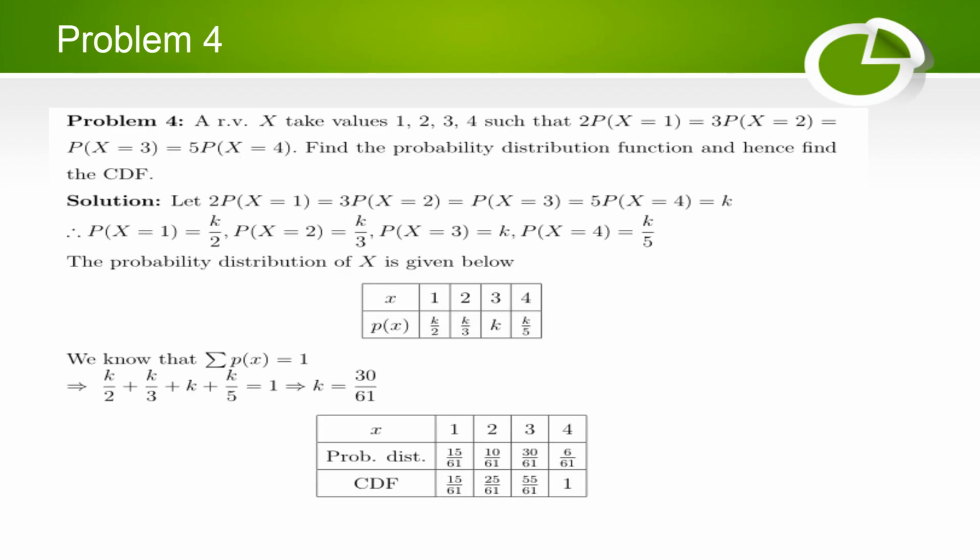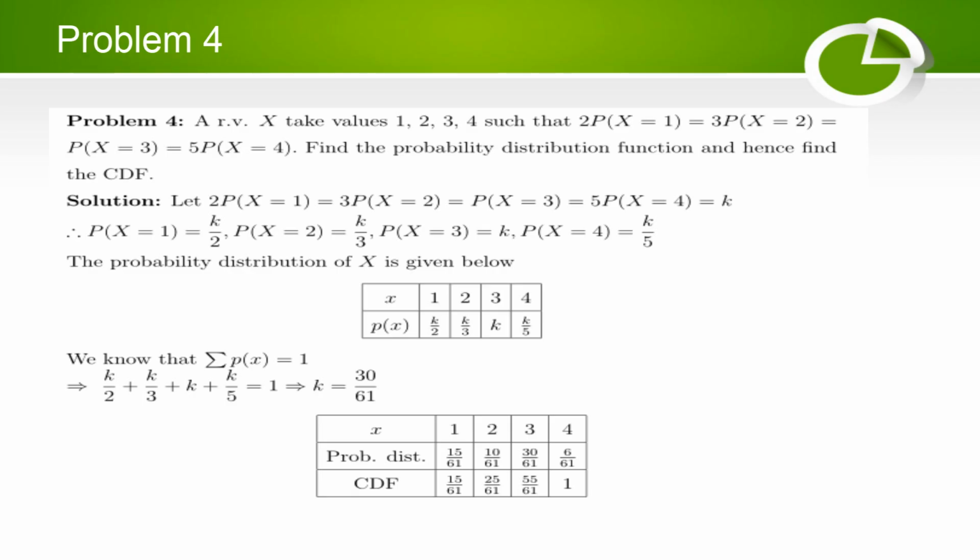Problem 4. A random variable x takes values 1, 2, 3, 4 such that 2 into p of x equals 1 equals 3 into p of x equals 2 equals p of x equals 3 equals 5 into p of x equals 4. Find the probability distribution function and hence find the CDF.